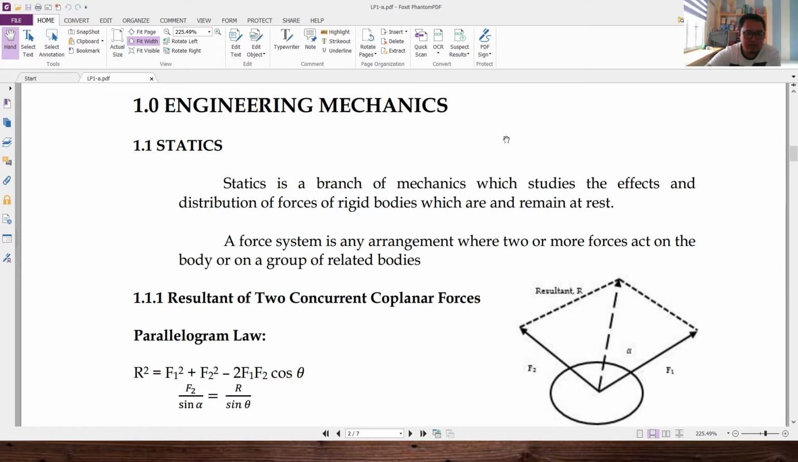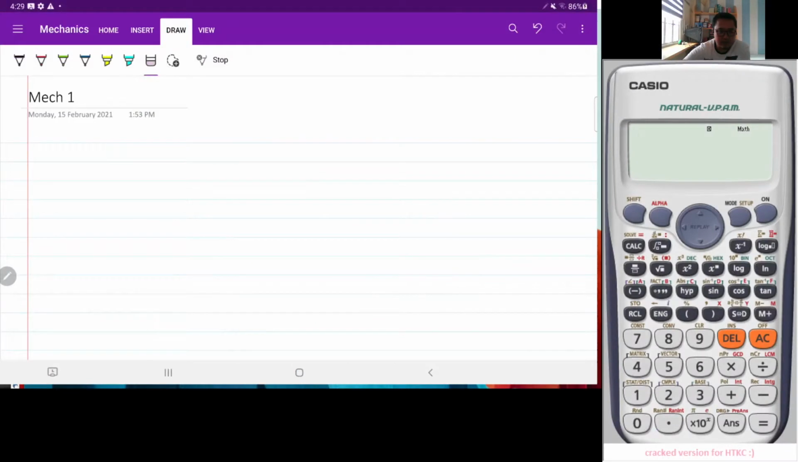Okay, so there are two major subtopics that divide engineering mechanics, namely statics and dynamics. But in this particular time, we will discuss only statics. What are the first topics to be discussed under statics? Those are the resultant of two concurrent coplanar forces. But before going into that, I will first explain what concurrent coplanar, non-concurrent coplanar, and concurrent non-coplanar forces are. Okay? So here we go.